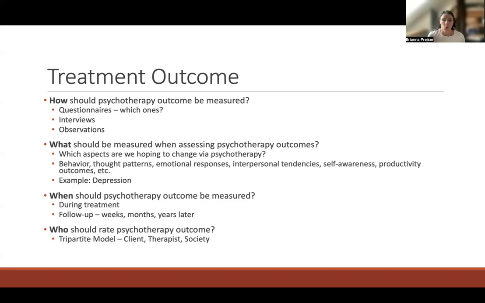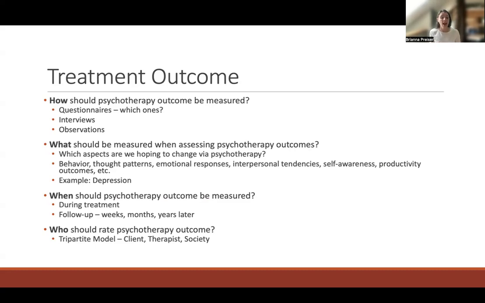Okay, and so all of this is really getting us to talking about treatment outcome, and how it should be measured, what should be measured, when it should be measured, and who should be measuring it. And so clinical psychologists who are investigating therapy outcomes have these fundamental questions that they have to answer in designing their studies. And the way that they choose to answer these questions, or the choices that they make, have an influence on the data that they end up collecting, and then the conclusions that they draw from it. And so it is important to go through these questions.